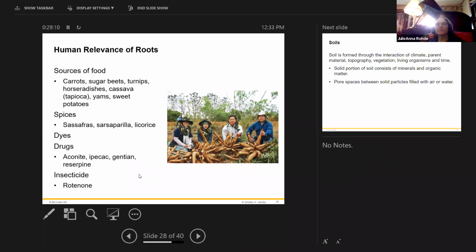Sarsaparilla is your main root flavoring for the original root beer. Actually, all three of those can be used to help with flavoring of root beer, and that's how it got its name. You take roots and you flavor a carbonated drink, actually it wasn't carbonated originally. Root beer was a mildly alcoholic beverage.